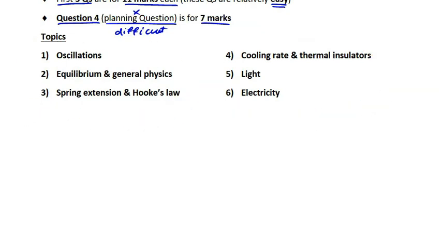I'm saying this because if you go through several ATP past papers randomly, you will almost always find in every ATP paper one question on cooling rate and thermal insulators, one question on light, and one question on electricity. And this is not the case with these 3 topics.